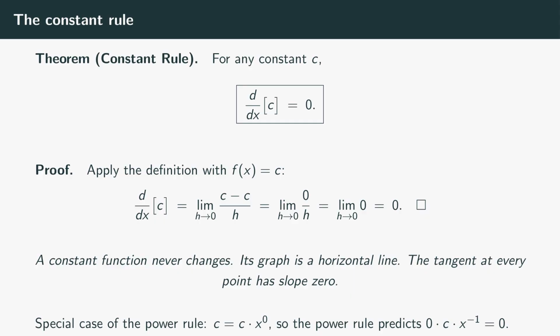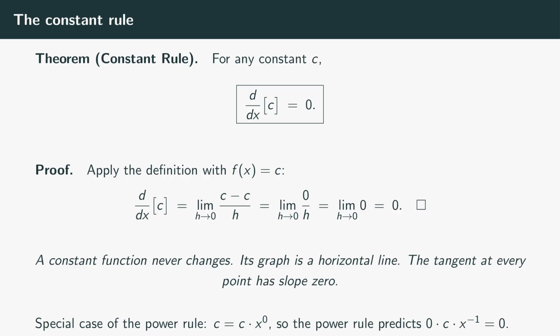One free corollary even before the sum and constant multiple rules. The derivative of a constant is 0. The proof is one line. Plug f equal to c into the definition. The difference quotient is c minus c over h, which is 0 over h, which is 0 for every non-zero h, and the limit of 0 is 0. Done.